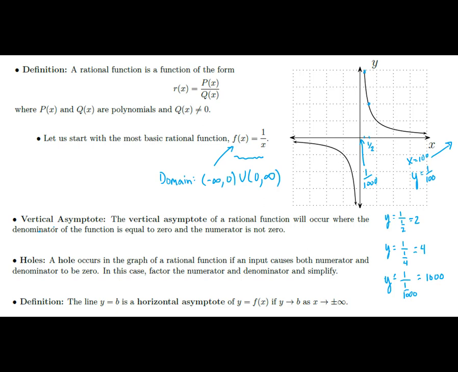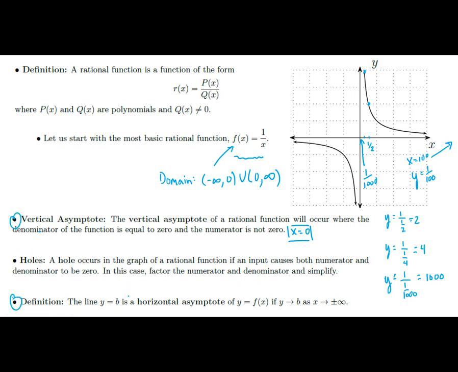First of all, vertical asymptotes. A vertical asymptote will occur where the denominator of the function is equal to 0 and the numerator is not 0. So in this particular instance, we would say x equals 0 is our vertical asymptote for 1 over x. And let me skip down to this one here.